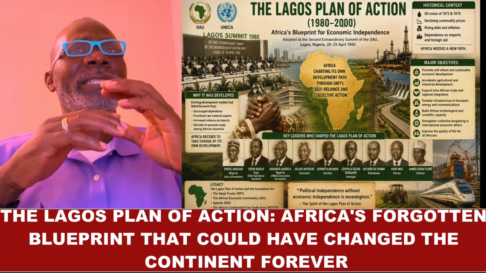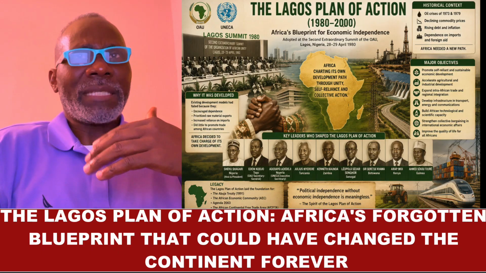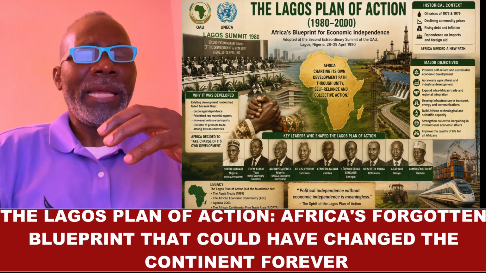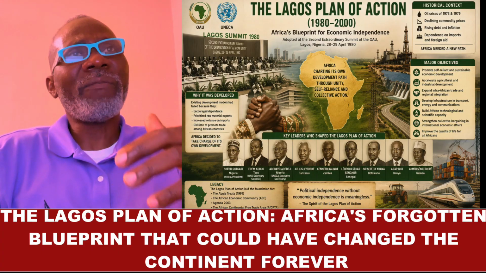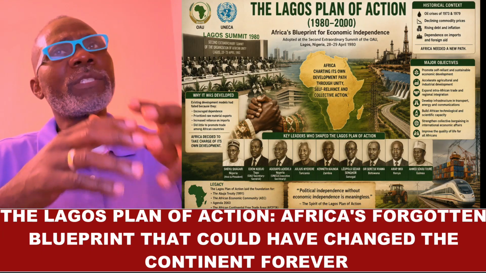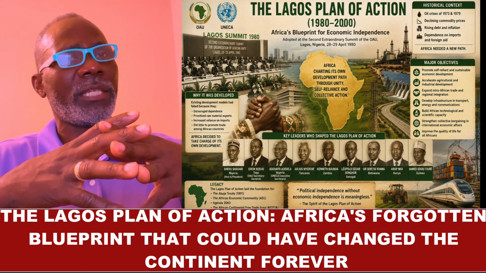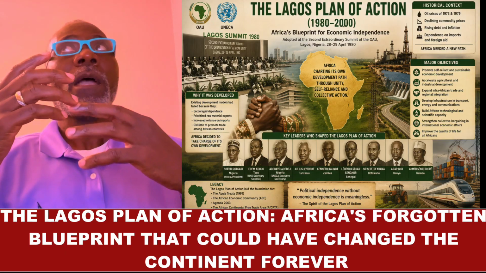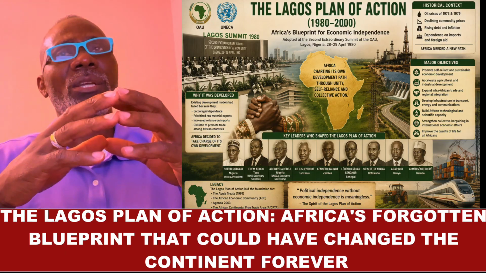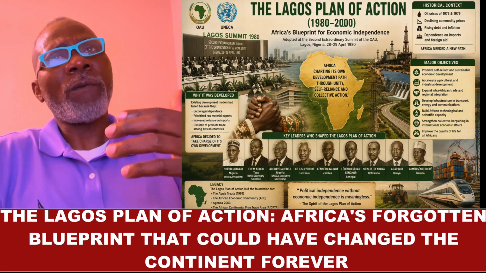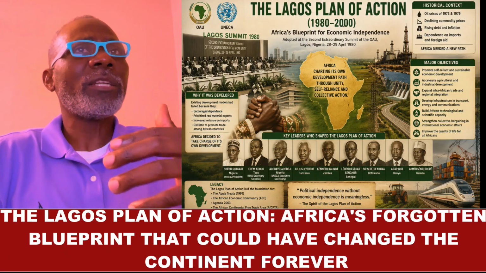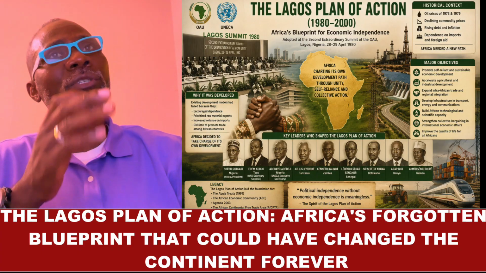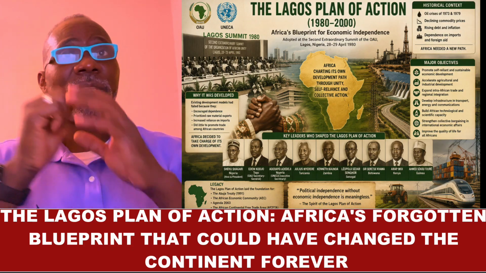The plan represents Africa's most comprehensive Africa-designed strategic economic development plan. Rather than relying on externally prescribed development models, the LPA calls for African countries to build economic self-reliance through regional integration, industrialization, agricultural modernization, and collective action. Though many of its objectives were not fully realized, the Lagos Plan of Action profoundly influenced later initiatives, including the Abuja Treaty in 1991, which we'll talk about in our next video.